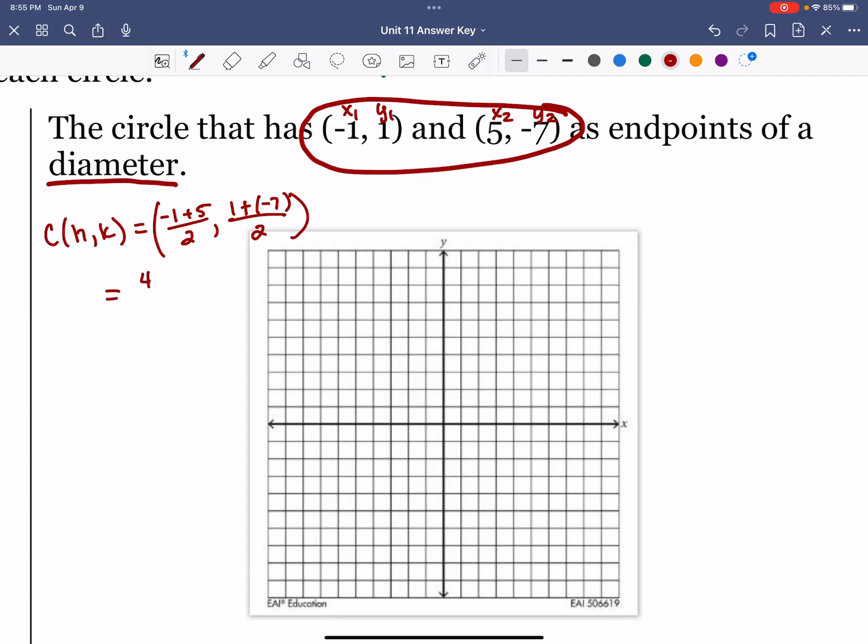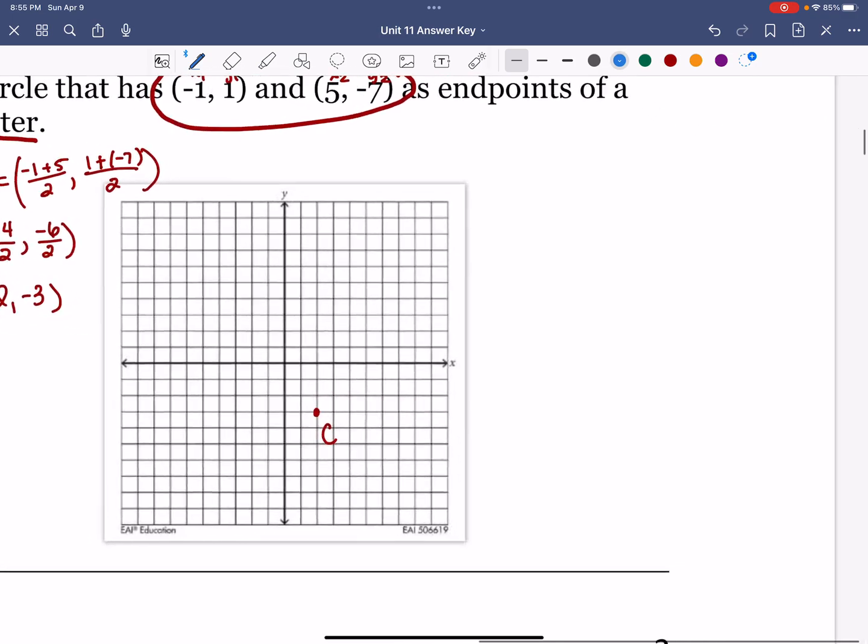-1 plus 5 gives me a 4, and 1 plus a -7 gives me a -6, over 2. This will reduce to my center point, or (h, k), to equal (2, -3). And that's an easy and quick way to go ahead and find my center point. So I'm going to go ahead and find (2, -3), and plot my point there. And I'm going to label that with C again, because it is the center point. And unless I'm given the name of the circle, I'm just going to use C.